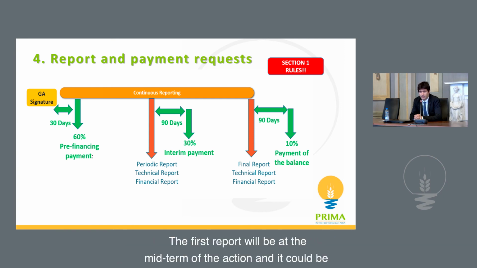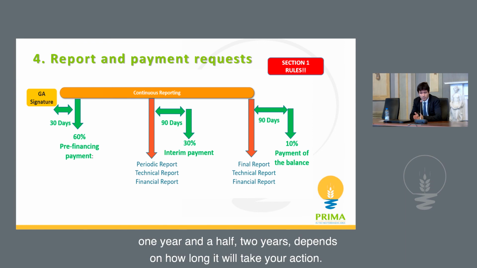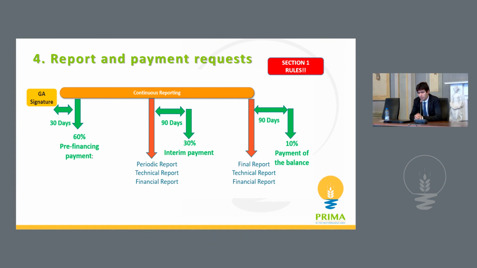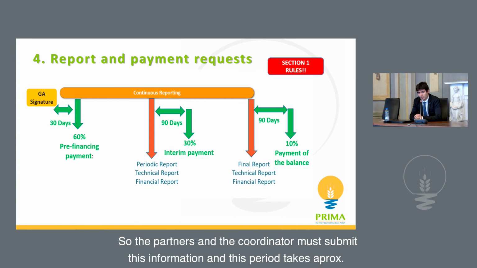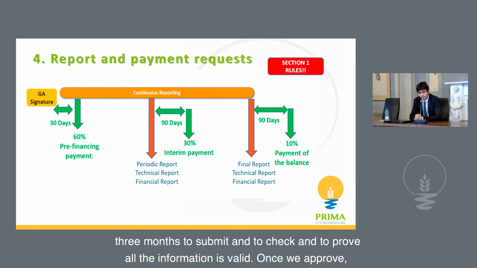The first report will be at the midterm of the action, and it could be 1 year and a half or 2 years, depending on how long your action takes. You should submit a periodic report, a technical report, and a financial report. The partners and the coordinator must submit this information, and this period takes approximately 3 months to submit, check, and prove that all the information is valid.